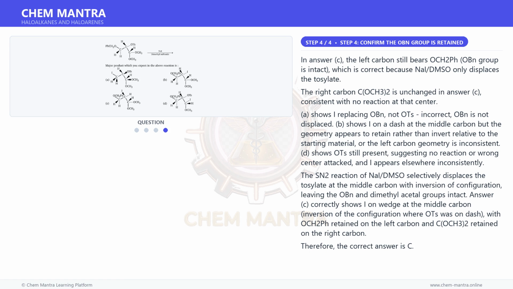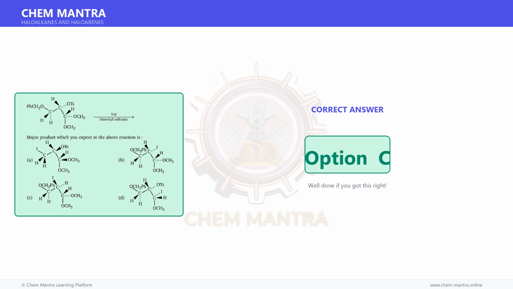The SN2 reaction of NaI DMSO selectively displaces the tosylate at the middle carbon with inversion of configuration, leaving the OBn and dimethyl acetal groups intact. Answer C correctly shows I on wedge at the middle carbon, inversion of the configuration where OTs was on dash, with OCH2Ph retained on the left carbon and C(OCH3)2 retained on the right carbon. Therefore, the correct answer is C. Therefore, the correct answer is option C.